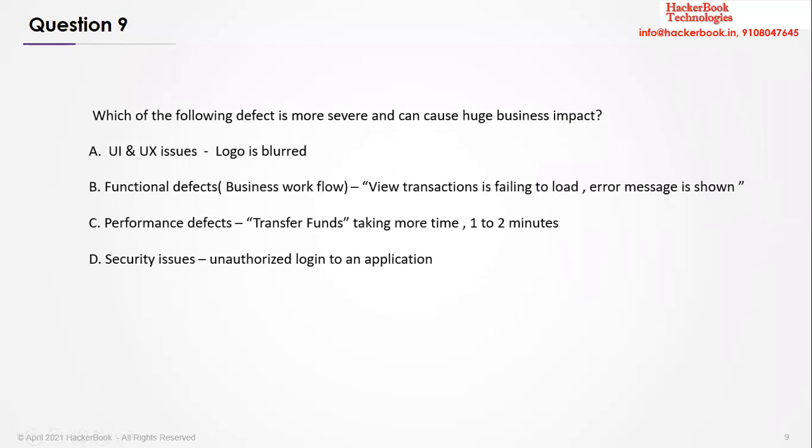Which of the following defects is more severe and can cause huge business impact? You understood, right? Risk. Which one will cause more risk out of this, and which is more severe? So it should be severe, and at the same time, it should have more business impact. 30 seconds to answer this.